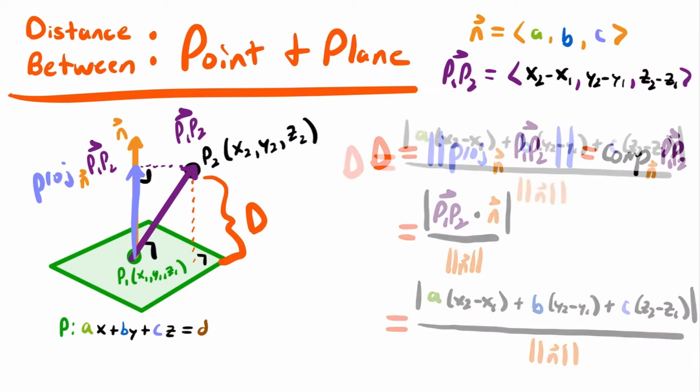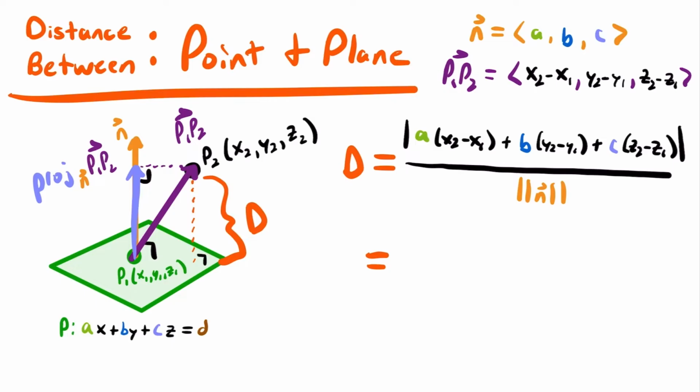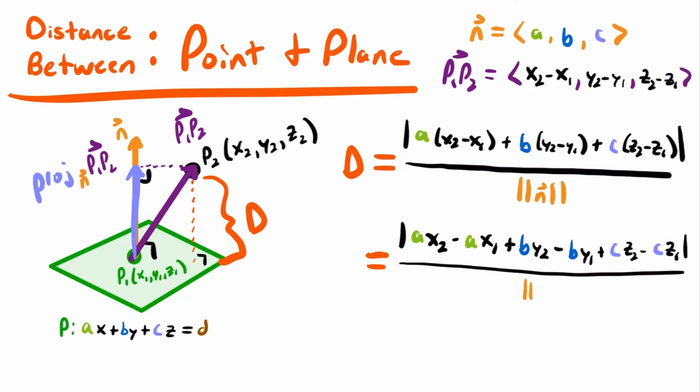So if we do that, we'll have that the distance is equal to the absolute value of a times x2 minus a times x1 plus b times y2 minus b times y1 plus c times z2 minus c times z1. All right, and that's still divided by the magnitude of the normal vector. Now in order to simplify this further, what I'm going to do is reorder these terms.